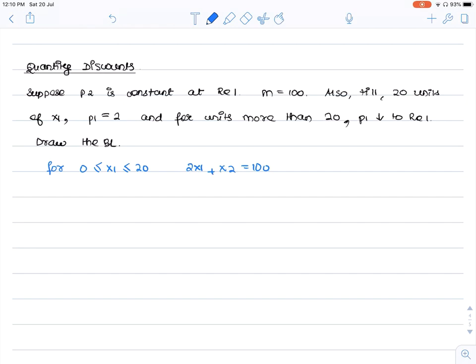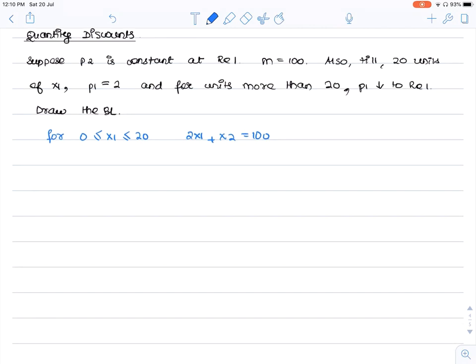But the moment 20 units are purchased and if you want to buy more, then you can only buy more when, supposedly, if you want to buy more than 20, it means that you have spent an amount on 20 units. So for those first 20 units of X1, how much would you have spent? Each unit of X1 was costing you 2 rupees. So the amount spent on the first 20 units of X1 is 2 into 20, which is 40.